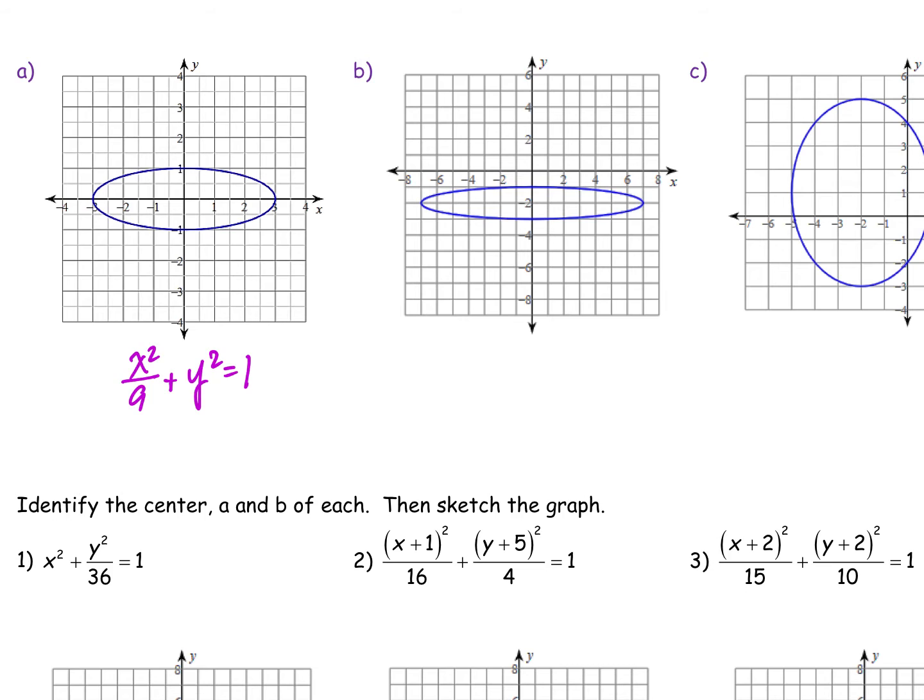Wait, why is it just y? Because y squared over 1 is just y squared, right? You can put it over 1 if you want, but you don't have to. It's going to be the same thing. Right. Okay.